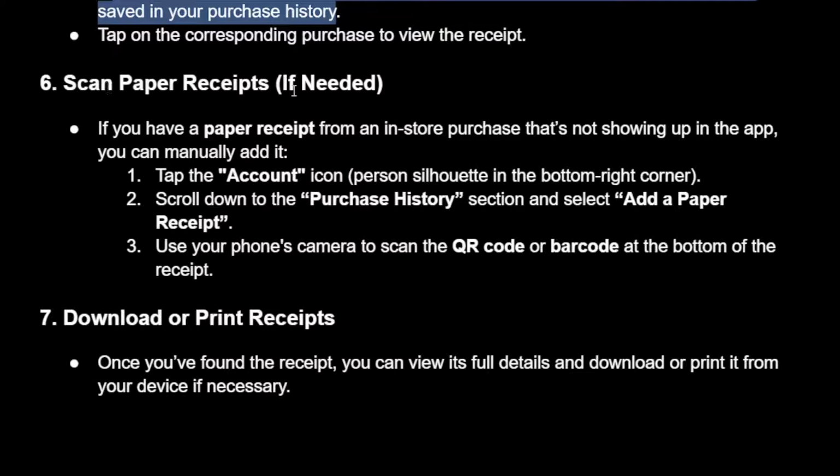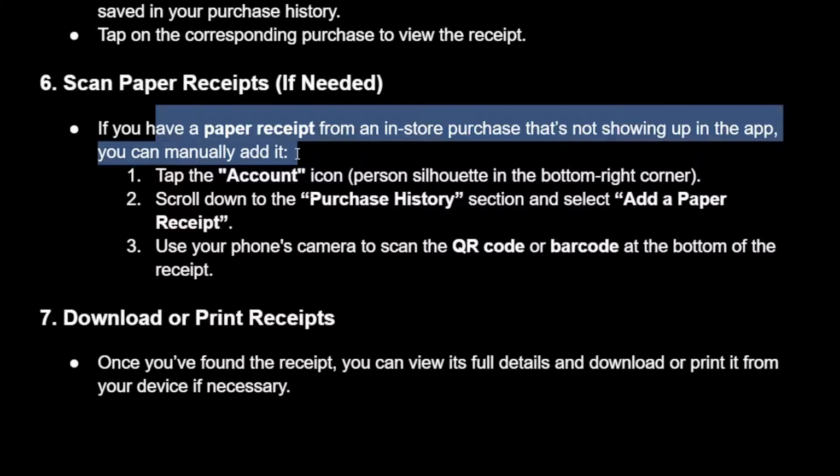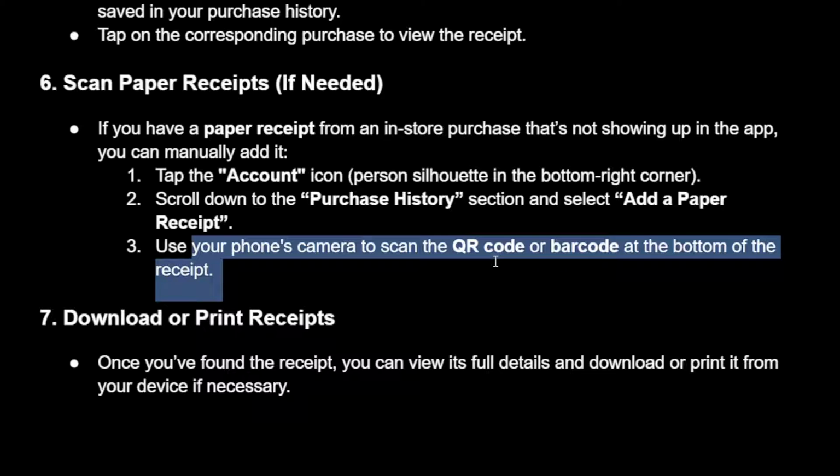You can also scan paper receipts if needed. If you have a paper receipt from an in-store purchase that's not showing up in the app, you can manually add it. You will tap on Account, then scroll down to Purchase History and add a paper receipt. Use your phone's camera to scan the QR code or barcode at the bottom of the receipt.